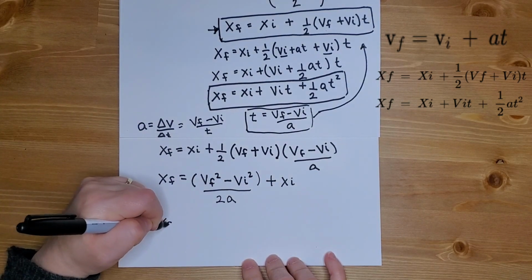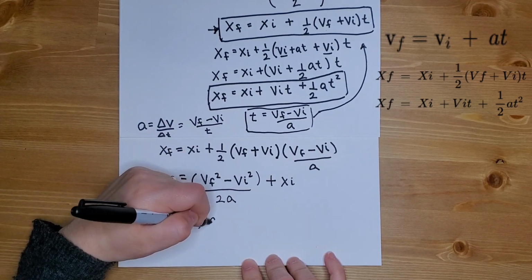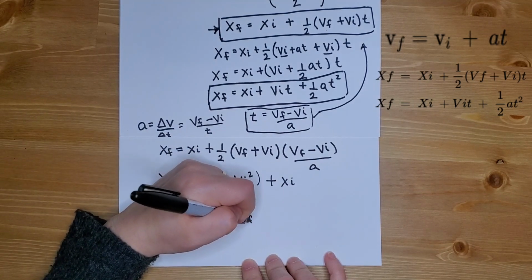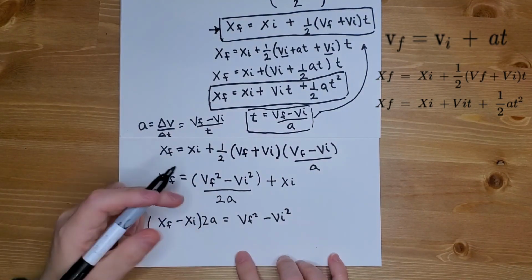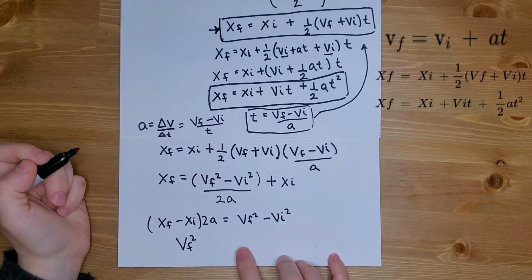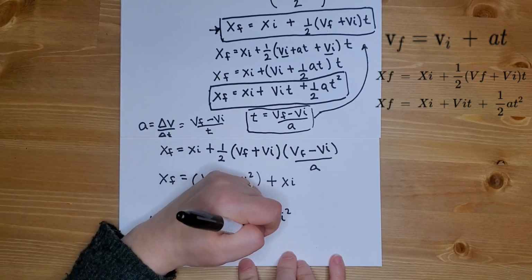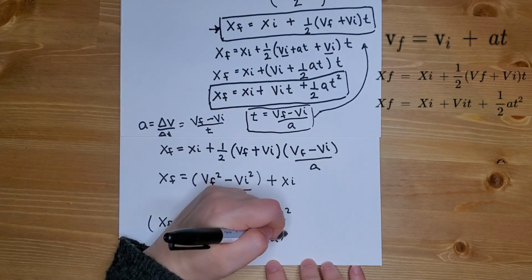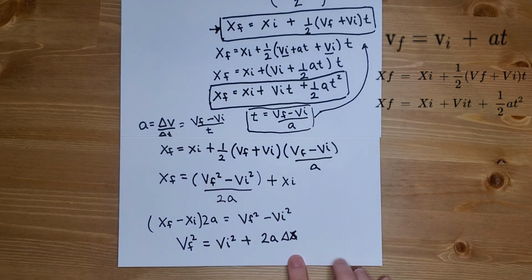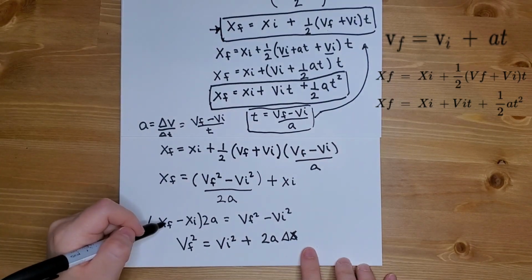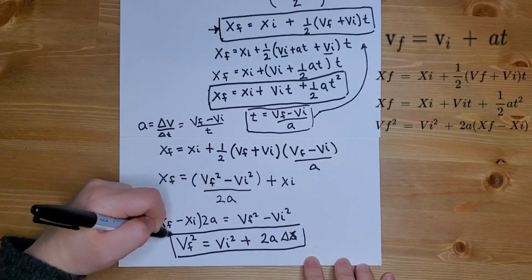First, my final displacement minus my initial displacement times 2a equals my final velocity squared minus my initial velocity squared. Let's move the initial velocity squared to this side. We have my initial velocity squared plus 2a times my change in displacement, which I'm writing as delta x, which is x final minus x initial. So this is actually my last kinematic equation here.